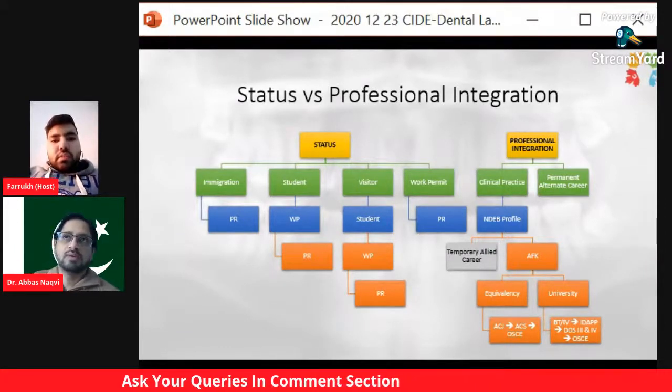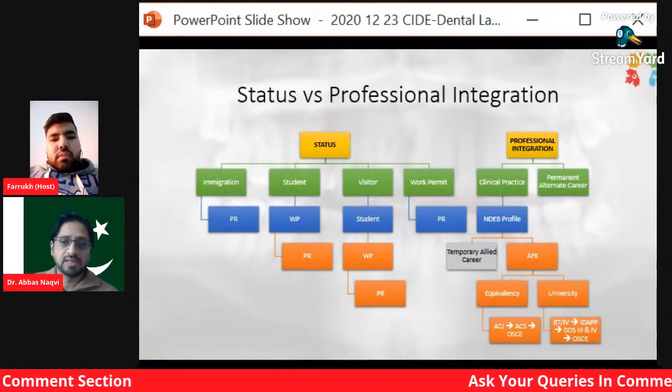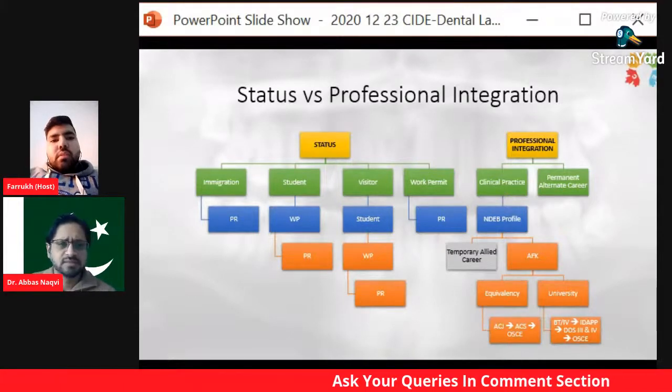So it does not have to be the thing that you will do for the rest of your life in Canada. Consider it just as your visa.